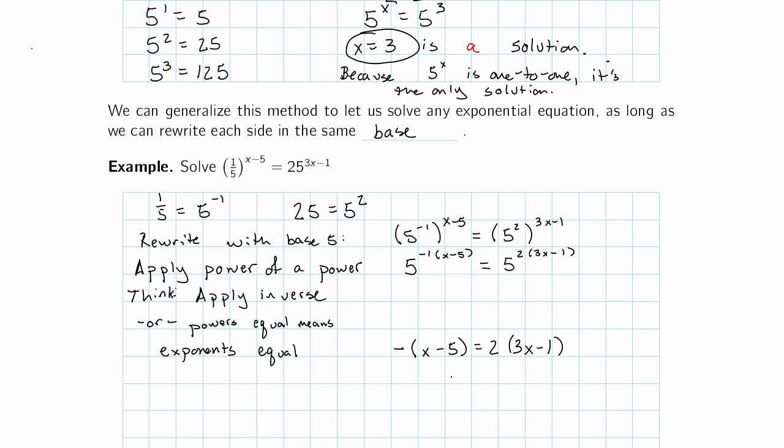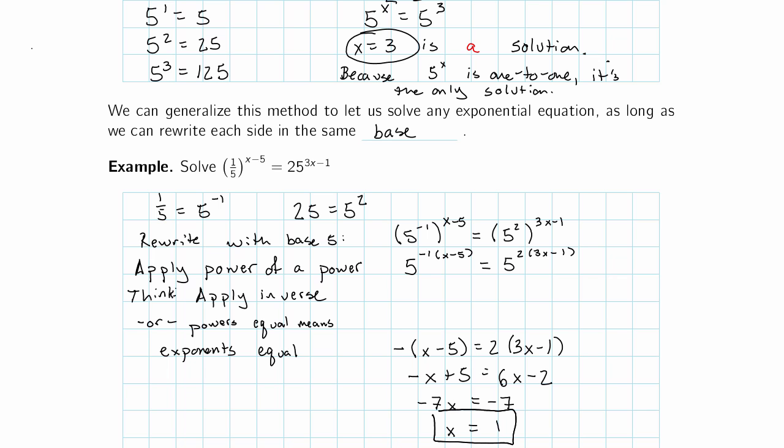I'll just distribute. On the left, I'll have negative x plus 5. On the right, I'll have 6x minus 2. Get all the x terms on the left, all the constants on the right. I've got negative 7x equals negative 7. Divide both sides by negative 7, and I get x equals 1.